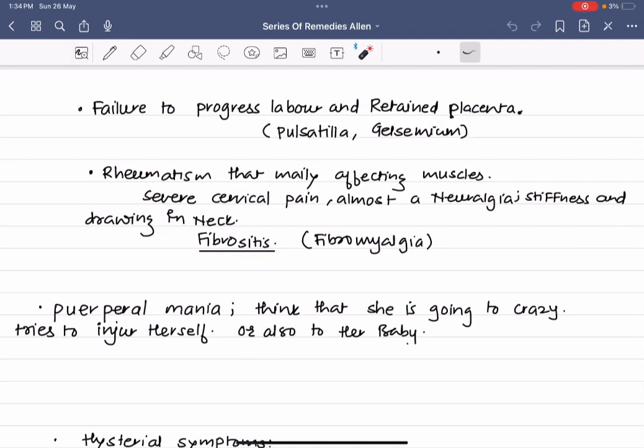Now the foremost important are the mental diseases. After pregnancy there is a certain disorder which is important. The first is puerperal mania. Generally there is a period of about 42 weeks after a pregnancy. In this period, if the patient complains of strange mental symptoms, or behaves as if she tries to injure herself, or kill herself, or even tries to kill her baby, in such cases we can think about this remedy. This is an important and strange symptom that we generally don't find in any other remedy.